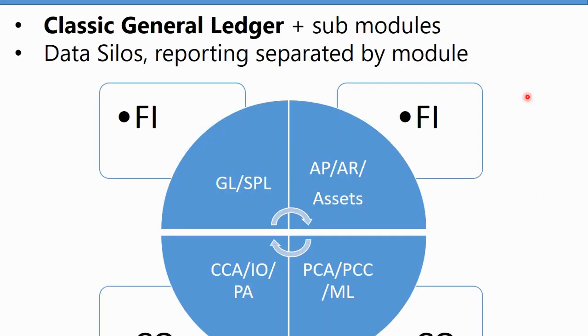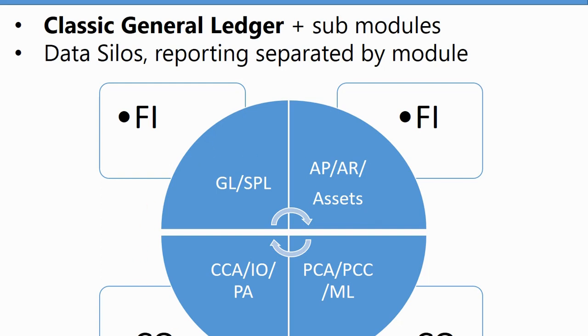So first, if we look at the classic general ledger, this is really where you had the general ledger and you had sub-modules, but the core architecture here was really data silos. So reporting was always separated by module. If we take the FI space, I've just carved this out into a pie chart to give you an idea. You sort of had the core general ledger and special purpose ledger, and then you had other sub-modules in finance or FIs, like things like AP and AR and fixed assets.